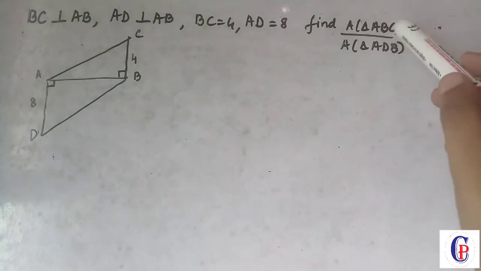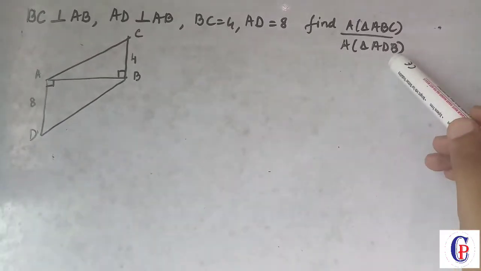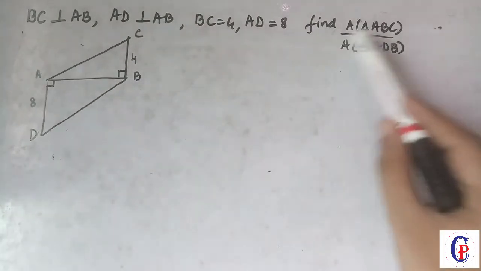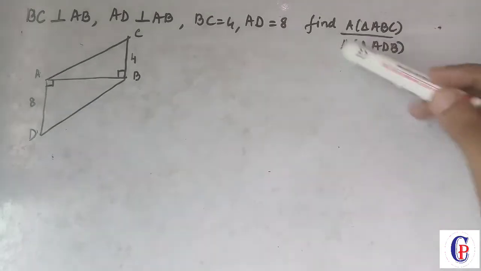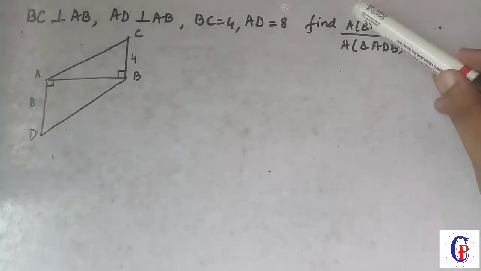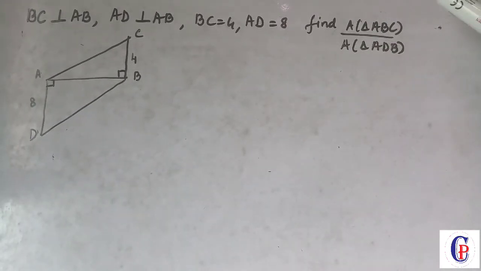Right, this is the area of triangle ABC upon the area of triangle ADB, and it is divided. Divided means ratio. In the previous question they had written in words that find the ratio of the areas of two triangles. Here, instead of giving it in words, they have directly given us the written form: find the ratio of the areas of the two triangles.